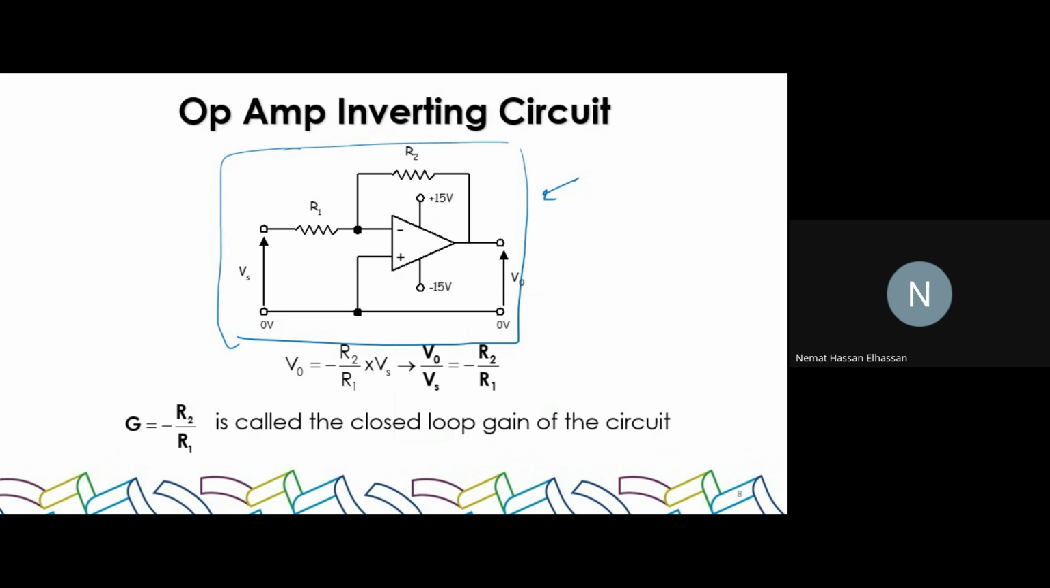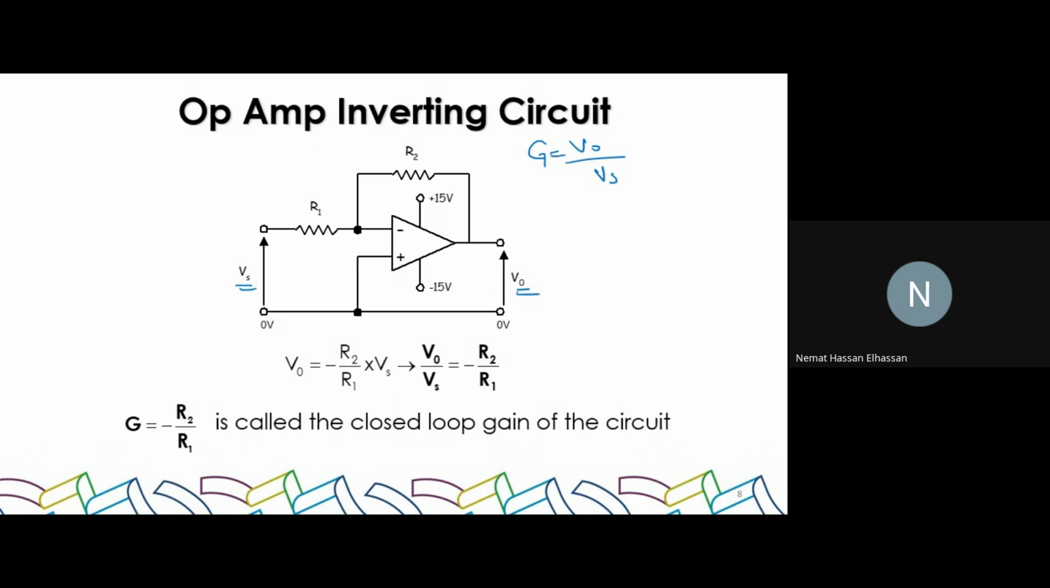So let's see how it performs. Now remember, when you want to know the circuit gain, it's the output divided by the input. Generally, this is for any circuit. If you look at this circuit, the output is V out and the input is Vs. So the gain G is V out divided by Vs, correct? Let's try to calculate the gain.